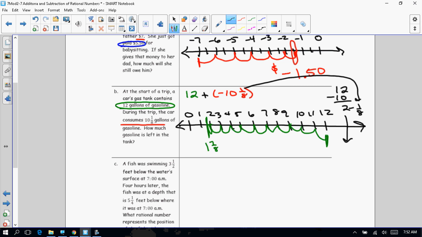2 I'm going to rewrite as 1 and 8/8. Right? 1 plus 1, because 8 divided by 8 is just another way of writing 1. 1 plus 1 is 2, and I'm going to subtract 1/8. Well, now I've got common denominators, so this becomes 1 and 7/8. Okay? Different way of looking at it. So they have 1 and 7/8 gallon left.